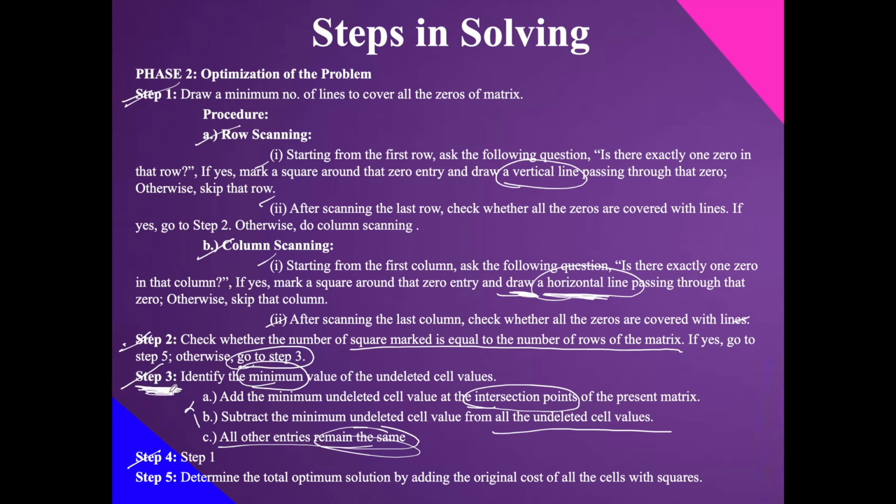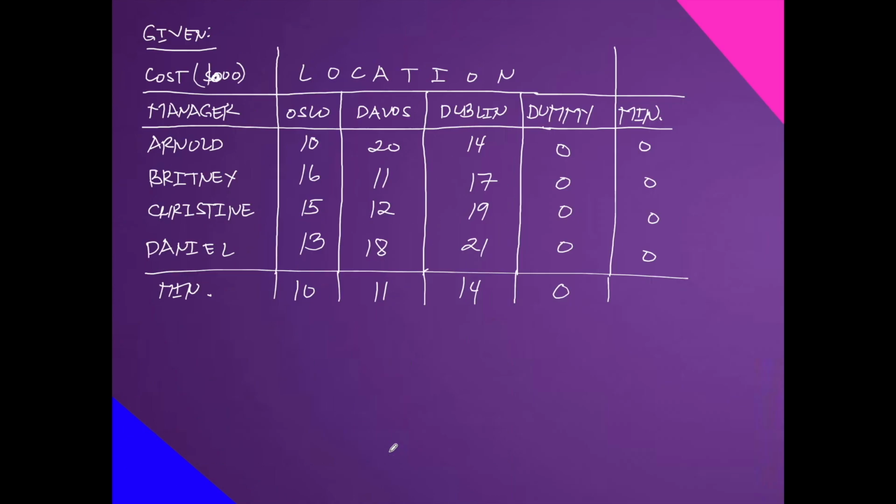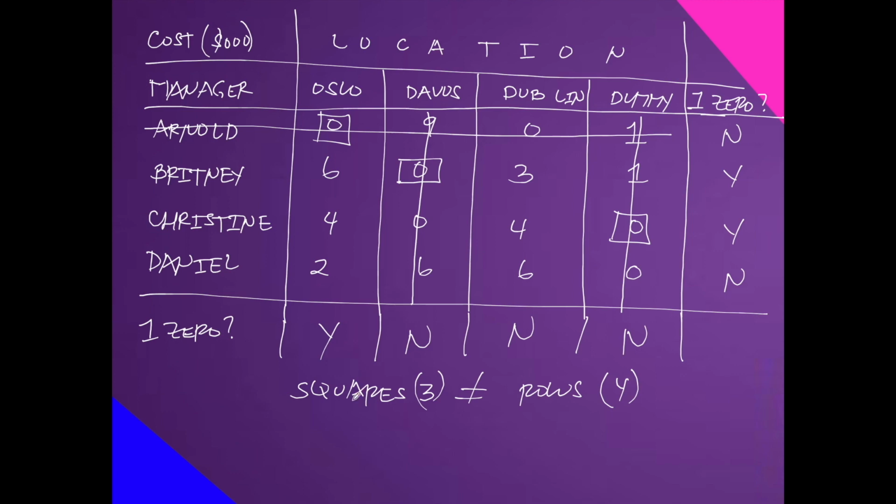Which is, identify the minimum value of the undeleted cells. Then we add that to the intersection points, but subtract it from the undeleted cells. Then the others remain the same. I hope you still remember that step. So, let's do it now. Let's write here, minimum. What is the minimum value of the undeleted cells? The undeleted ones are 6, 4, 2, 3, 4, 6. Which of these is the smallest? Basically, that is 2.